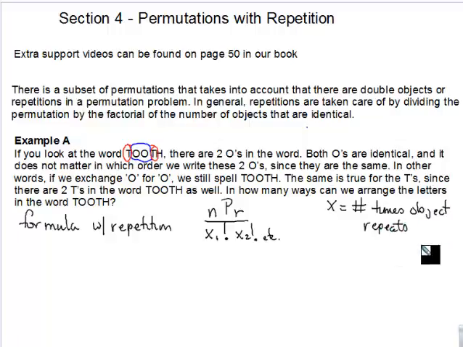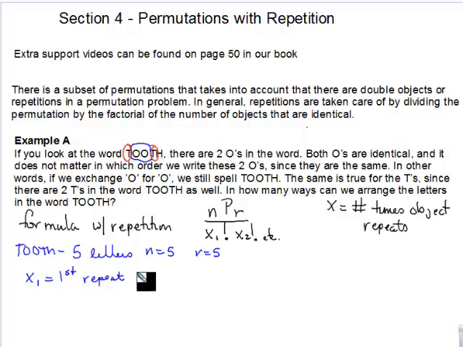Okay, so for this particular problem, tooth has 5 letters, so n is 5, and we want to arrange all of the letters, so r is also going to be 5. x1 is the first repeated, which is the T, and there are 2 of them. x2 is the second repeated, which is O, and there are 2 of them. And if there were repeating H's, we would do that as well.